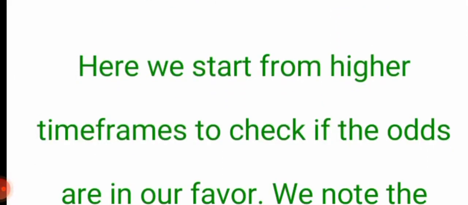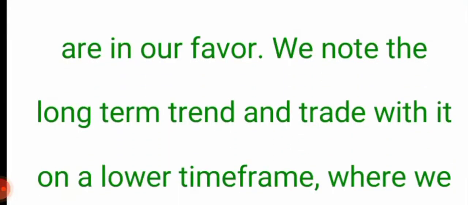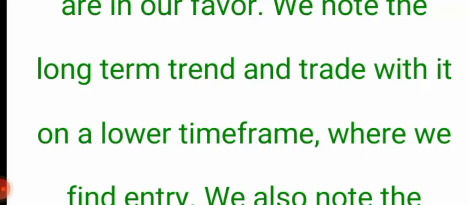So top-down analysis, we start from higher time frames to check if the odds are in our favor. We note the long-term trend and trade it on a lower time frame. That is what I'm trying to say. You look at the daily time frame, you see it's in an uptrend. You go to the 4-hour, you also see it's in an uptrend. I would rather take that trade than one which the daily time frame is down and the 4-hour time frame is up. So we find good entries on the lower time frame.